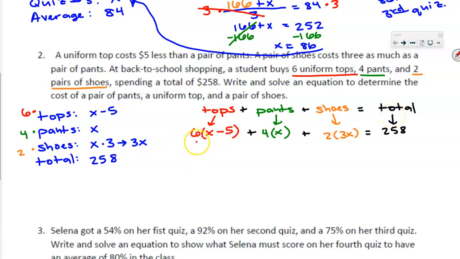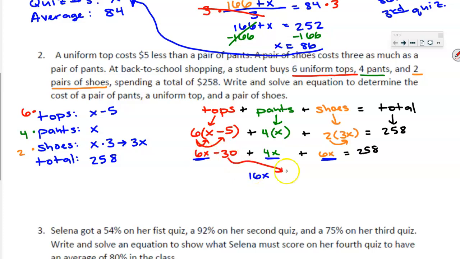Now we simplify. 6 groups of x is 6x. And 6 groups of -5 is -30. 4 groups of x is 4x. And 2 groups of 3x is 6x. Now we've gotten rid of all of our parentheses. Now we can combine like terms. 6x's plus 4 more x's plus 6 more x's combine to be 16x. Bring this down. That didn't combine with anything else, but it's still part of the problem. 16x minus 30 is equal to 258.